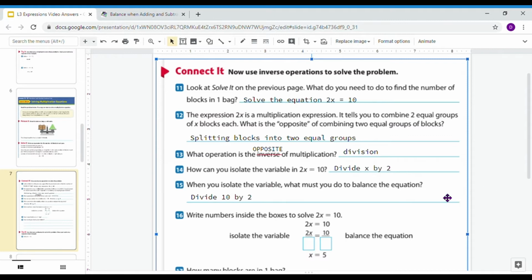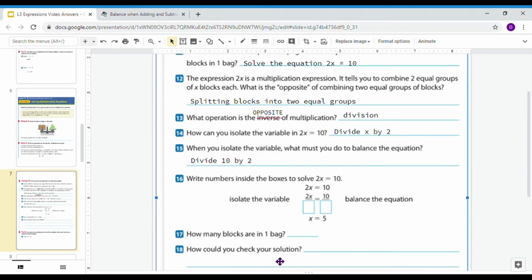So looking at number 16, this is looking at the problem as it would be written on a board. And we see 2x equals 10. The first thing we have to do is isolate the variable, which is like what we wrote down in step 14. We need to divide x by 2. So we're going to divide x by 2, and whatever we do to one side of our equation, we have to balance and make sure we do it on the other side of the equation.